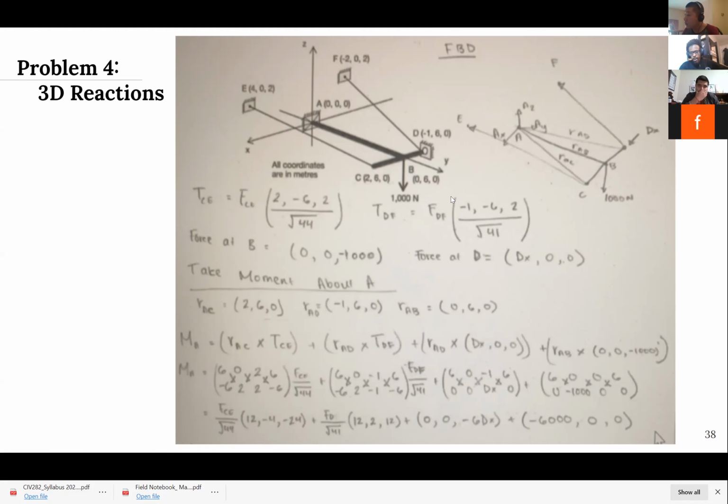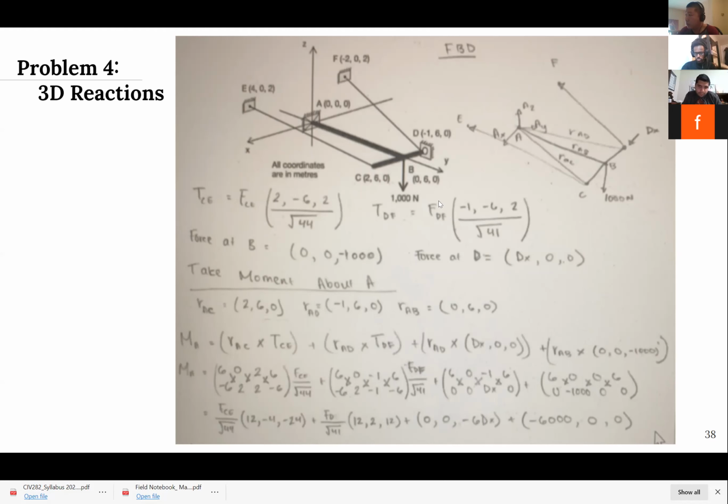So then, since we are trying to find out what the tension force going from C to E and D to F is, that's what we're going to first write down. So as you can see, I wrote down the tension in CE is going to be equal to the force from CE times the direction vector. And the direction vector should be sort of easy, so I'm not going to go over it. You just subtract the coordinate C from E all over its magnitude, which is square root 44.